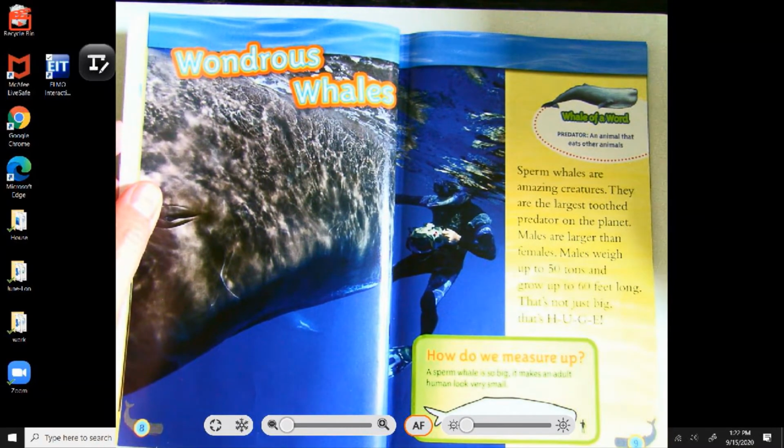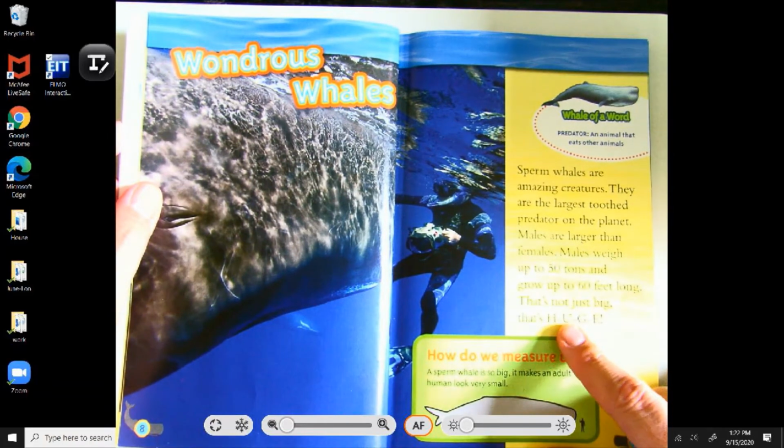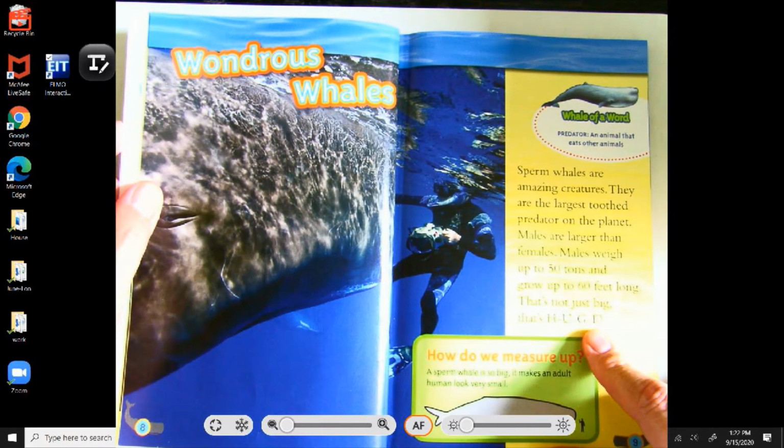Sperm whales are amazing creatures. They are the largest toothed predator on the planet. Males are larger than females. Males weigh up to 50 tons and grow up to 60 feet long. That's not just big, that's huge, huge.